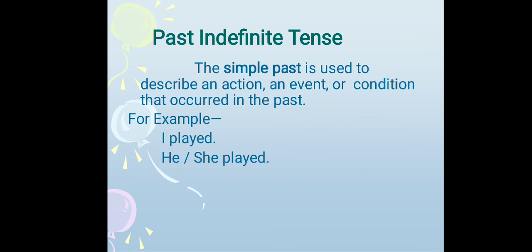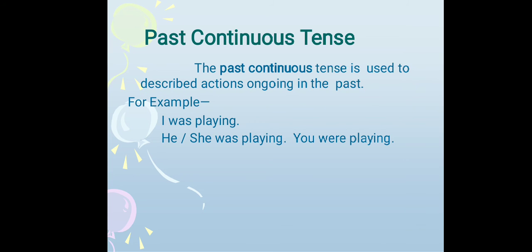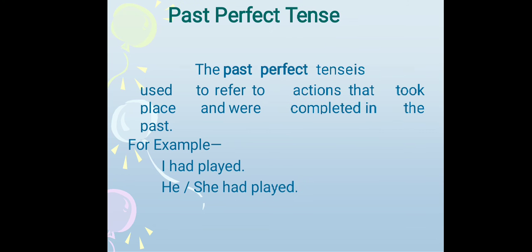Now the simple past is used to describe an action or an event or a condition that occurred in the past. For example, I played, or he or she played. Again, the past continuous tense is used to describe actions ongoing in the past. For example, I was playing, or he or she was playing, or you were playing. Now, past perfect tense. The past perfect tense is used to refer to actions that took place and were completed in the past. I had played, or he or she had played.